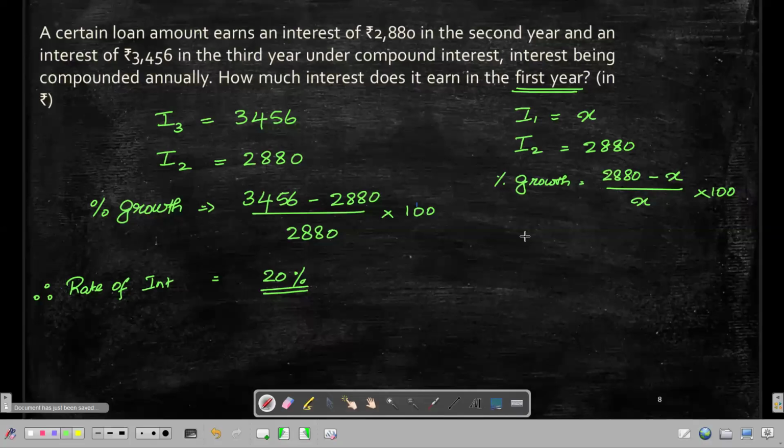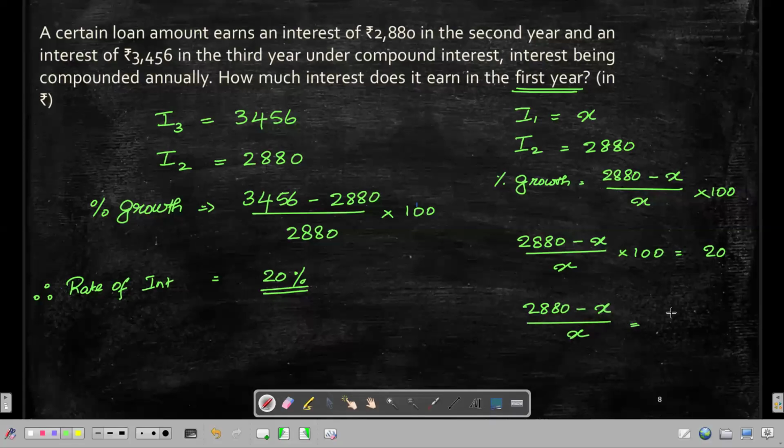How much will 2880 minus X upon X into 100 be equal to? This will also be equal to the same 20%, because the rate of interest is the same. So 2880 minus X divided by X will be 20 by 100. Taking that 100 to the right hand side, this becomes 1 by 5. When you simplify it, you can calculate the X value.